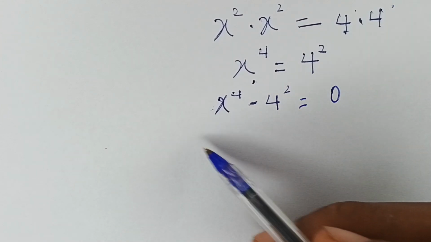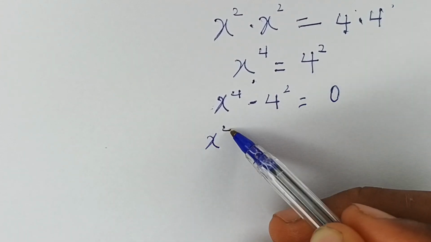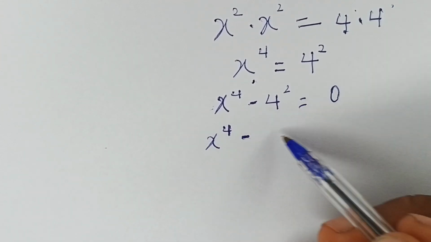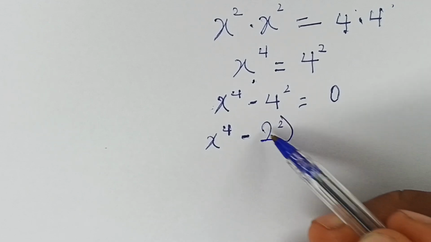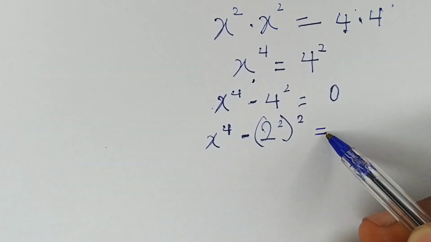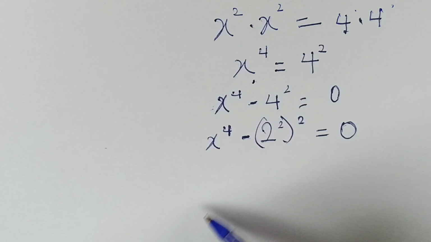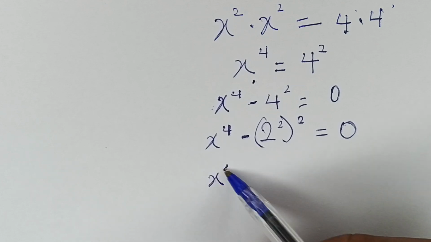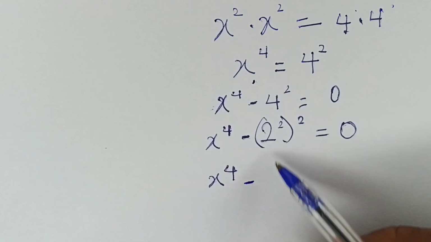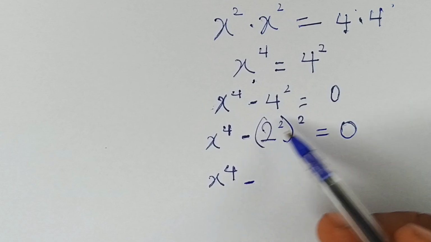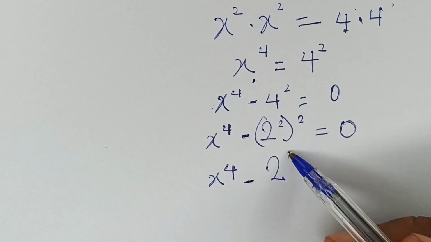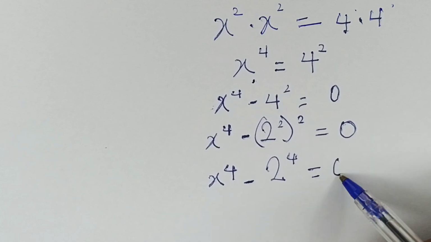Alright, now from here we can say x raised to the power of 4 minus, this is 2 raised to the power 2, raised to the power of 2, is equal to 0. Alright, from here, 2 raised to the power 2 raised to the power 2 is the same thing as 2 raised to the power 2 times 2, which is 4. So we have x raised to the power 4 minus 2 raised to the power 4 is equal to 0.